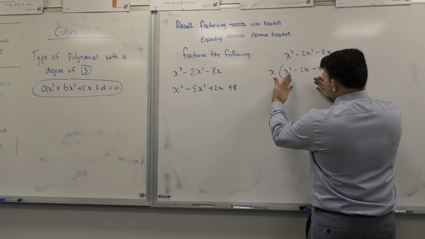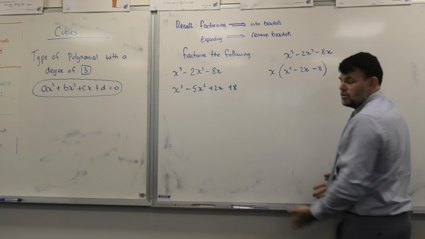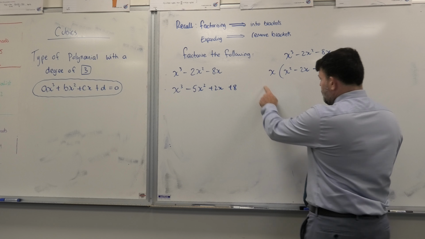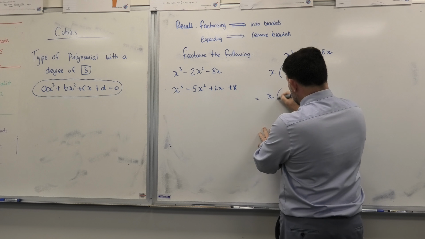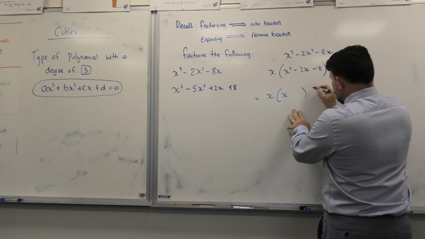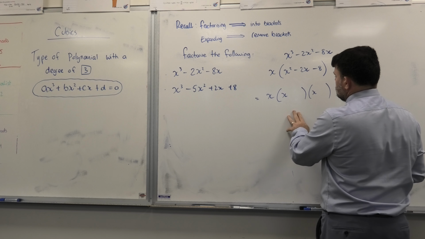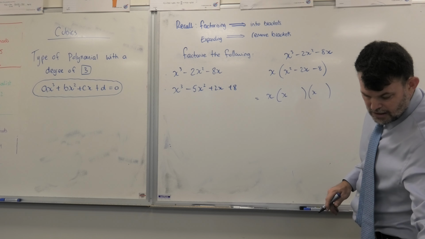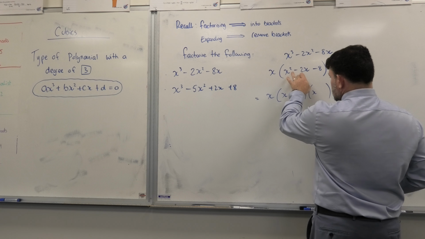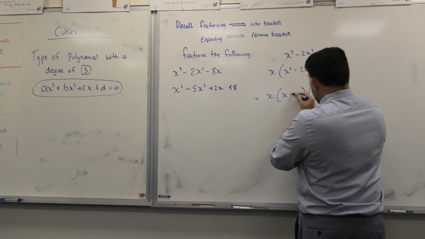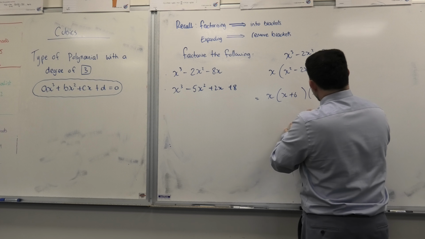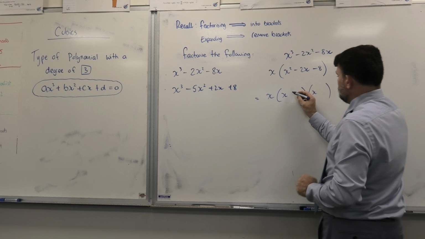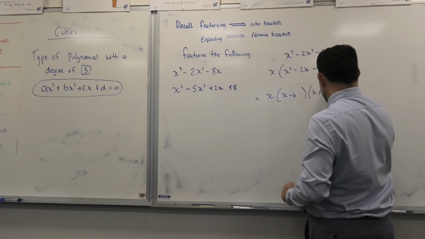And now I have a quadratic that I know I can factorise a little bit further, because I have that knowledge of null factor law. So if I bring this down, I'm going to have x, and then two brackets for my other factors. Two numbers that multiply to give negative 8 and add to give negative 2 would be, let's have a look at this, negative 4 and positive 2.